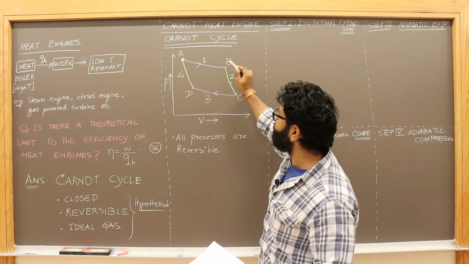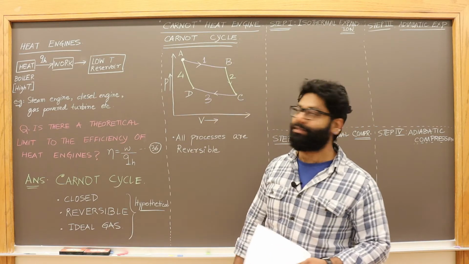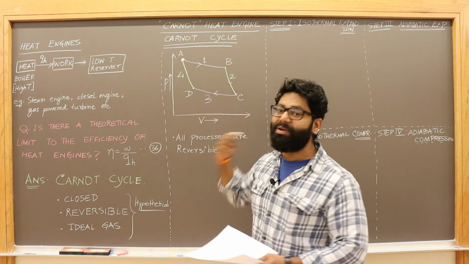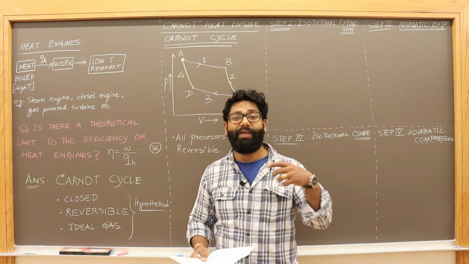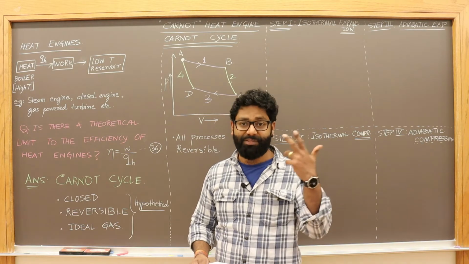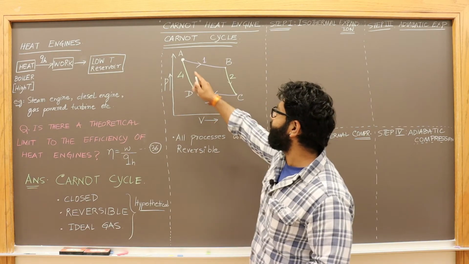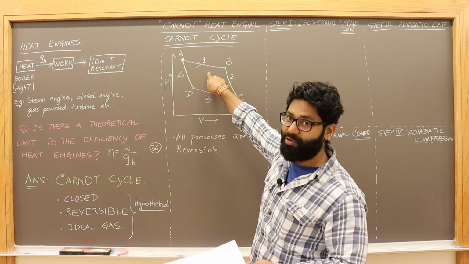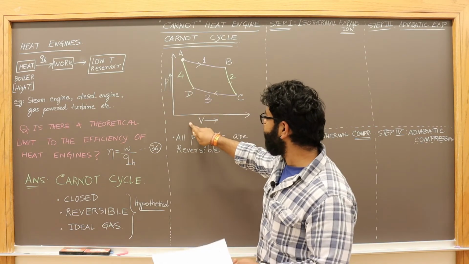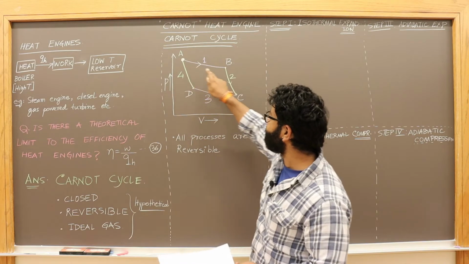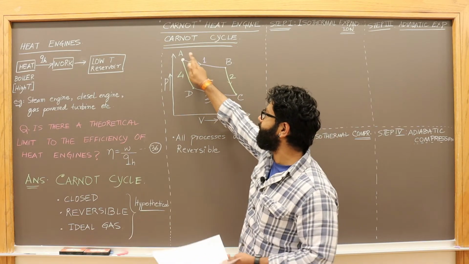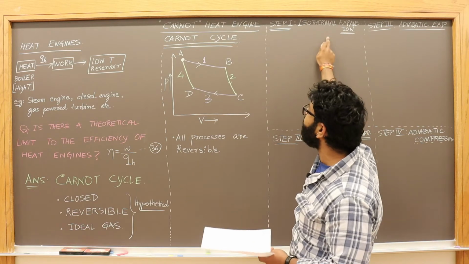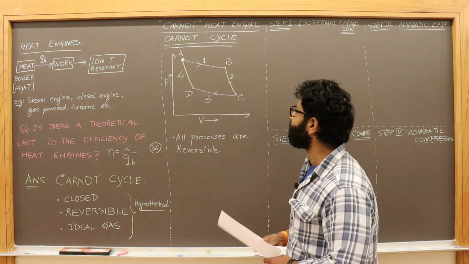Now, going from A to B is basically an isothermal process. This is similar to how we studied the first law and the different types of special cases. When we go from A to B, this is an isothermal process, and what is happening? We are increasing the volume. So step 1, when you're moving from A to B, is an isothermal expansion.